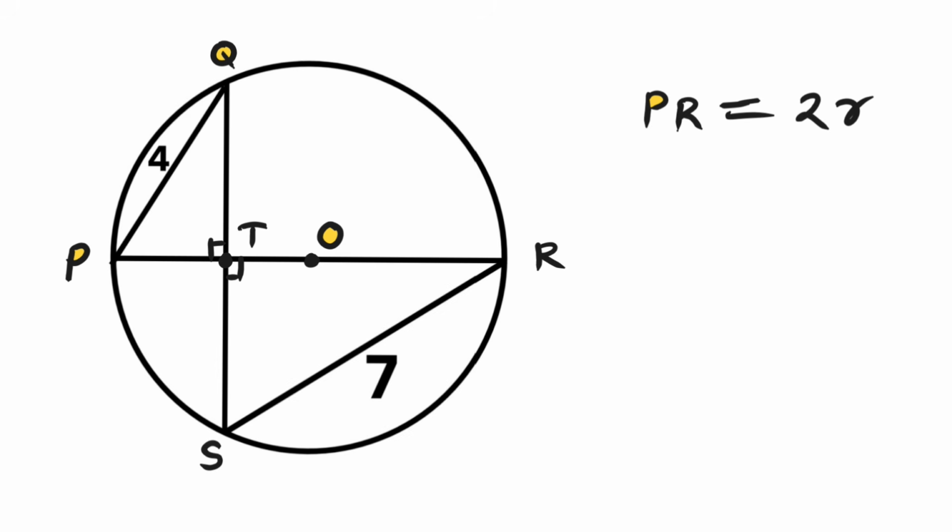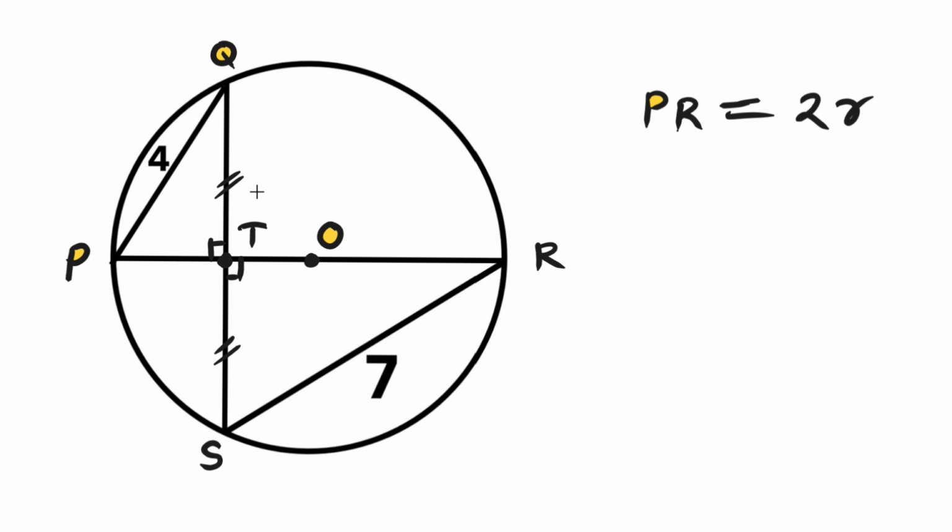Next, notice something important about chord QS. The diameter PR is perpendicular to chord QS at T, and a perpendicular from the center of a circle to a chord bisects that chord. Since O lies on PR, the line PR passes through the center and is perpendicular to QS. Therefore, T is the midpoint of QS, which means QT equals TS.